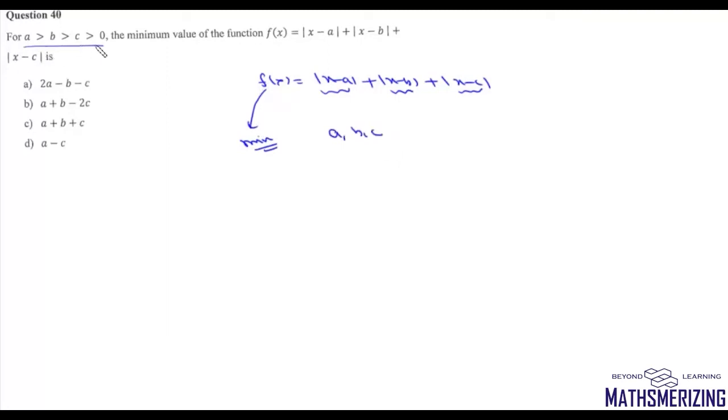Now, since a, b, c are arranged in descending order, its median will be b. So this function f will have its minimum value when the value of x is b. So we can write this as |b - a| + 0 + |b - c|. Now, since b is less than a, this one is a - b, and here we can write this as b - c. So its value simply will be a - c. So the minimum value of this function will be a - c, and that's your option number D.